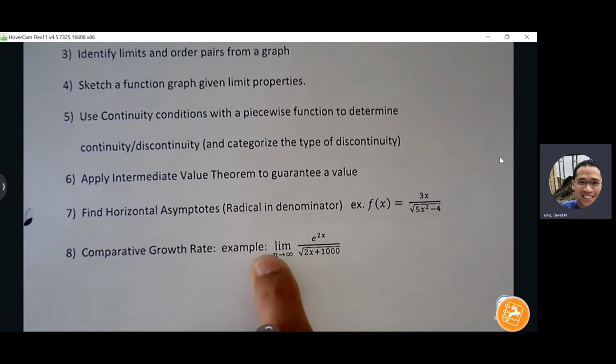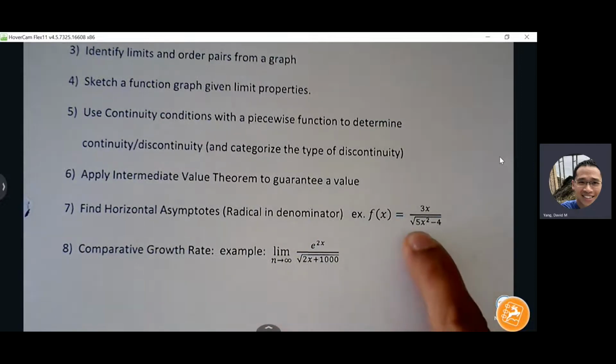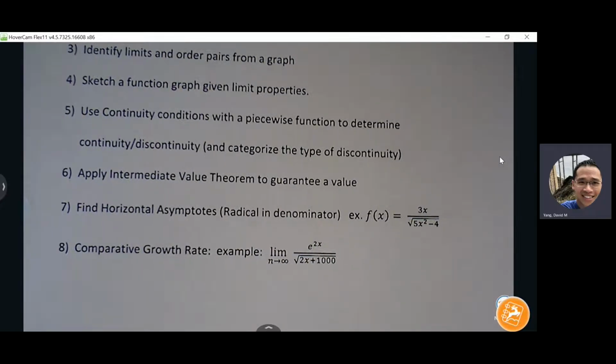Horizontal asymptotes and comparative growth rates. We talked about these two yesterday. So with horizontal asymptotes, with a radical in the denominator, we know there's going to be 2 horizontal asymptotes. The degrees are matching. We just have to do plus or minus the ratio. So in this case, for number 7, what would be the 2 horizontal asymptotes? One would be what?